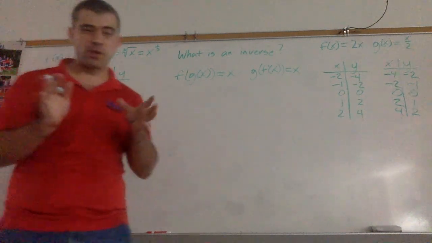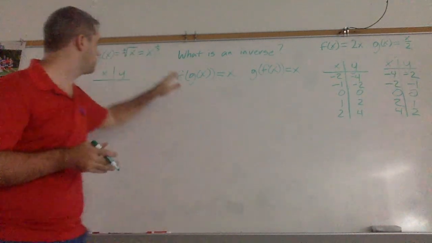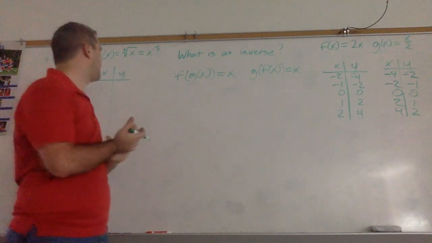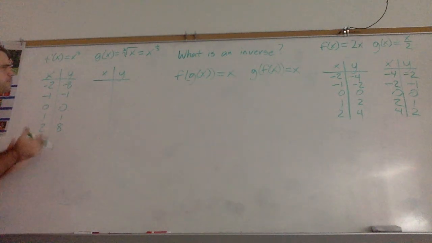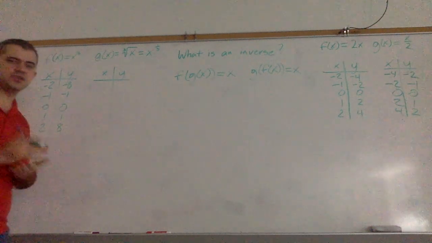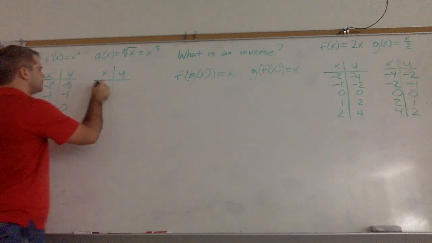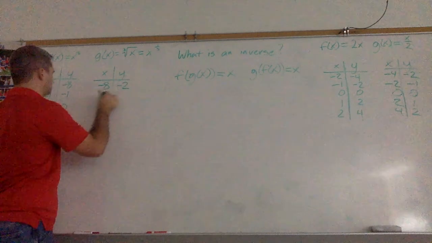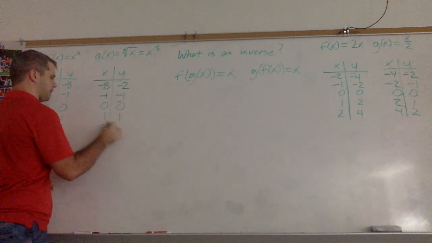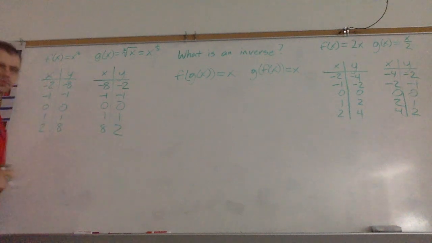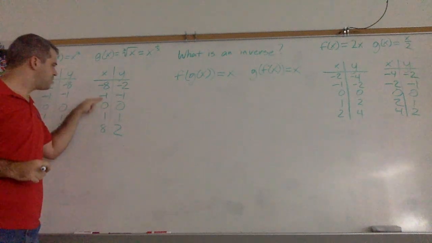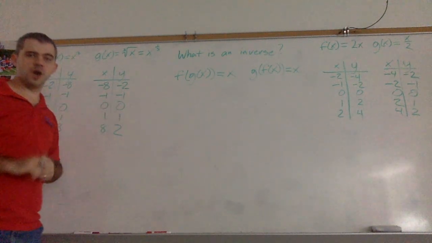By the way, that will show up on your assignment, so make sure you know that cube root is the same as x to the 1/3. So again, if I want to take the inverse of this, all I've got to do is swap x and y. Okay, so if I do the cube root of -8, I get -2. If I do the cube root of -1, I get -1, and so on.